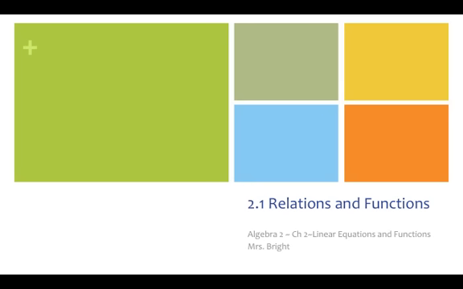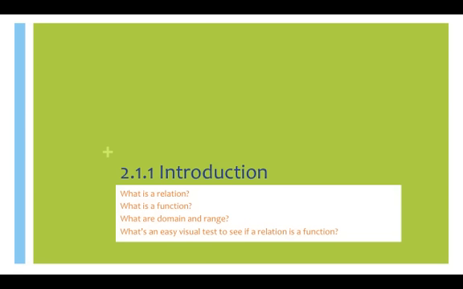2.1 Relations and Functions. This is in Chapter 2 on linear equations and functions. In this introductory section, we're going to talk about what is a relation, what is a function, what are domain and range, and what's an easy visual test to see if a relation is a function.